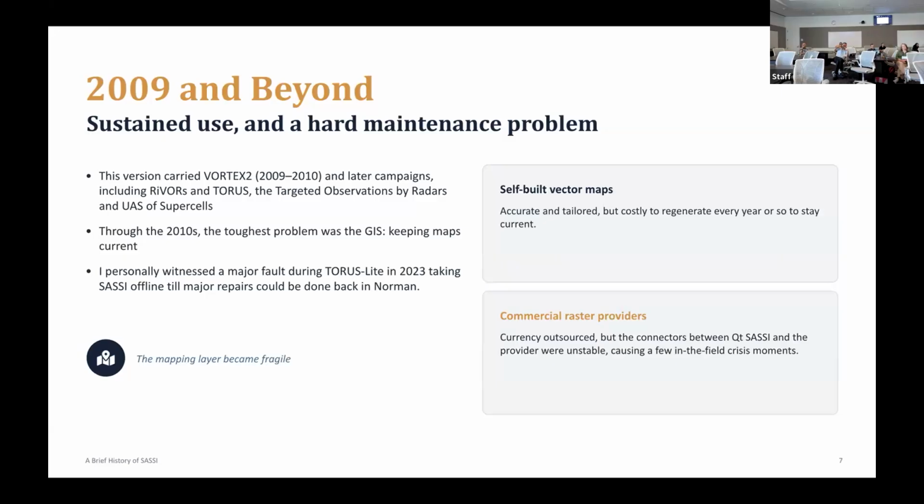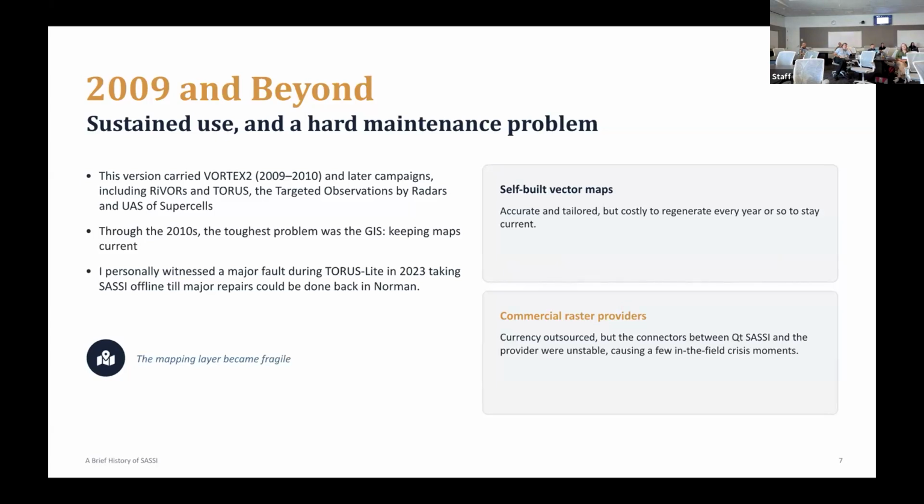In 2009 and beyond, it carried Vortex 2, Rivers, and then Taurus. However, there was an issue as the 2010s continued. Mapping was SASE's biggest limitation. Commercial providers like Mapbox and Esri were starting to come online and be available, but they were not very stable with the original form of SASE written in Qt and C++.